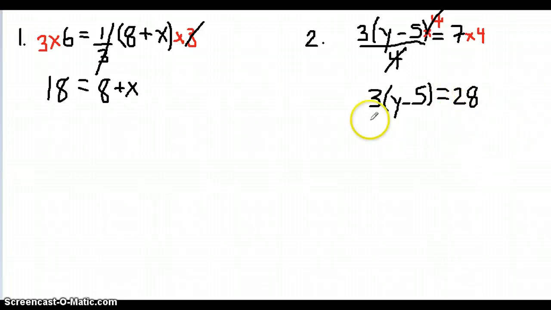Okay? And now to solve this, you would distribute because you don't have any fractions. So 3y minus 15 equals 28. And use your rules of opposite operations, balancing. What you do to one side, you do to the other side, and what else? Isolating y in this case to solve this. Okay, so these are not fully solved, but I'm going to assume you could solve them.